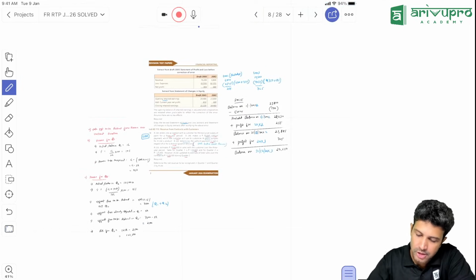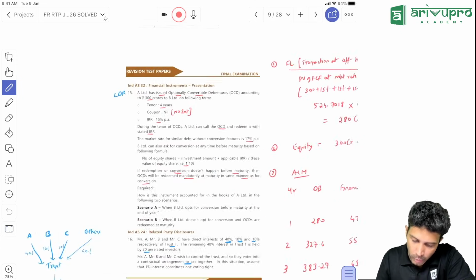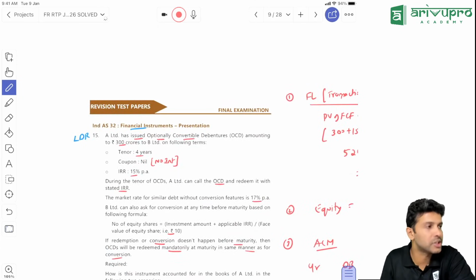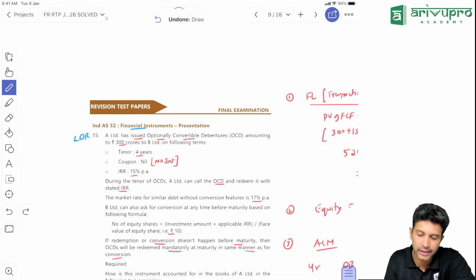Okay, people. This is sorted. Next, question number 15. This is on the financial instrument question. I'll keep this also as an LDR.